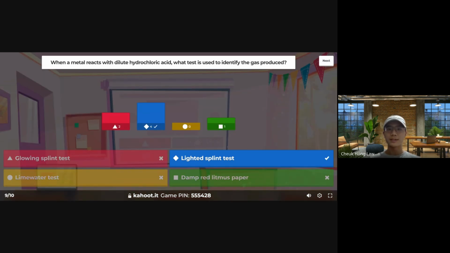Lighted splint test. So when metal reacts with dilute hydrochloric acid, hydrogen is formed, right? So to test for hydrogen, we use a lighted splint. And what confirms the test is the pop sound, right? The pop sound will be heard as the splint is extinguished.